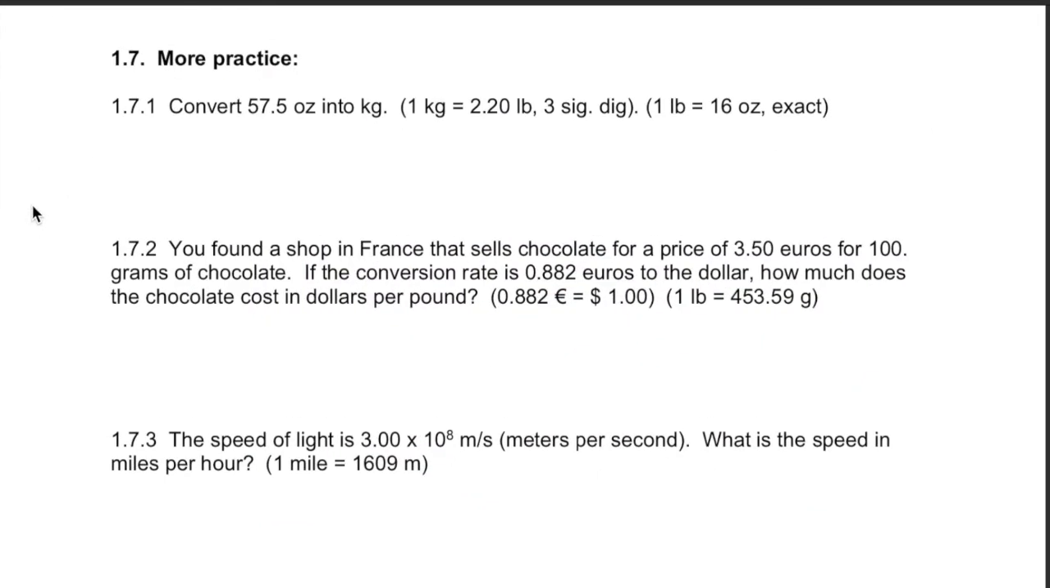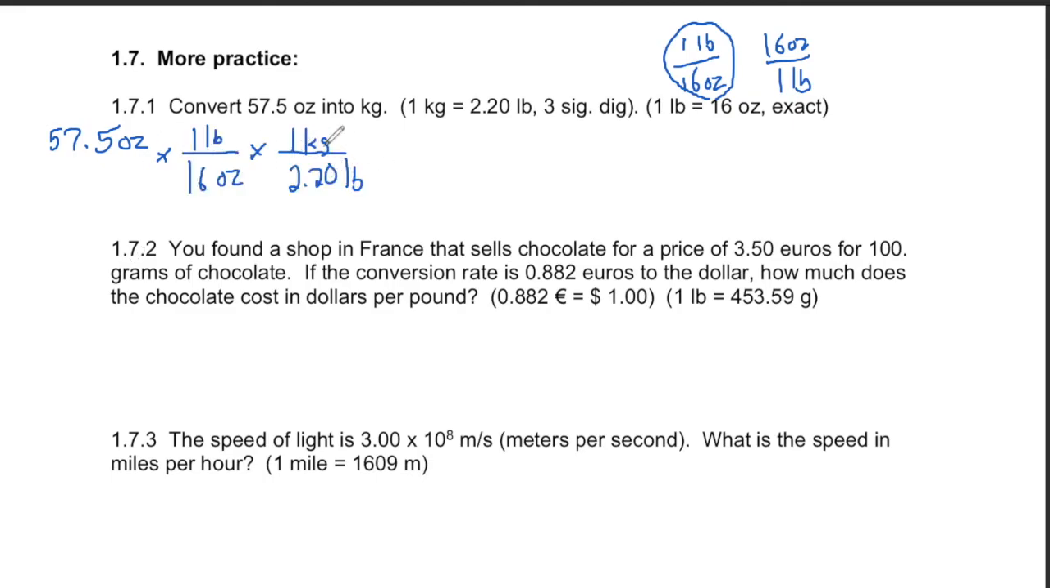All right, we have some practice problems on conversion and density. Our first two steps with this conversion are to know what amount we're converting, which is the 57.5 ounces, and then to be able to write these relationships as conversion factors. The first one we're going to use is this one to get rid of ounces, and then the next one we use is this one to get rid of pounds. So the ounces cancel and pounds cancel, and we're left with kilograms.